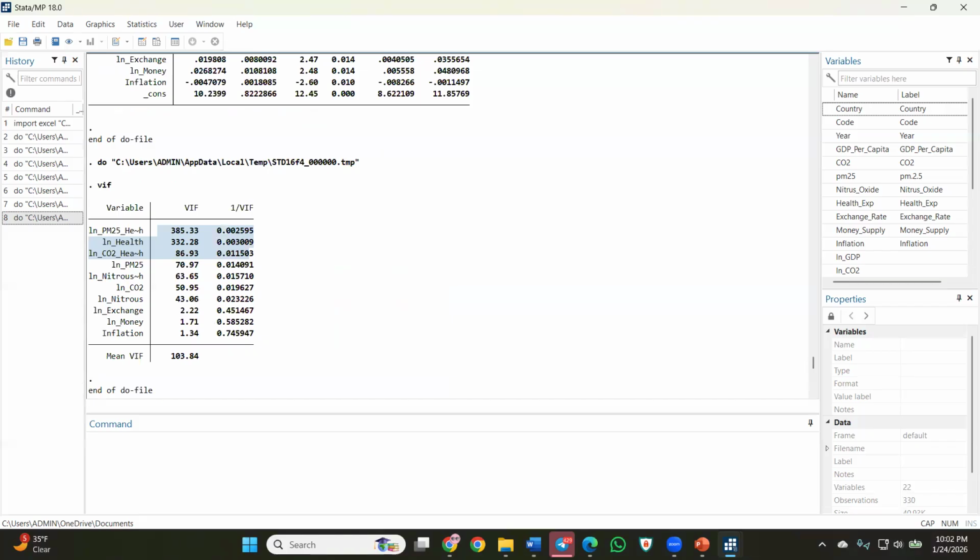Okay, nice. Then for the Westerlund co-integration too, I realized I didn't do it for inflation.